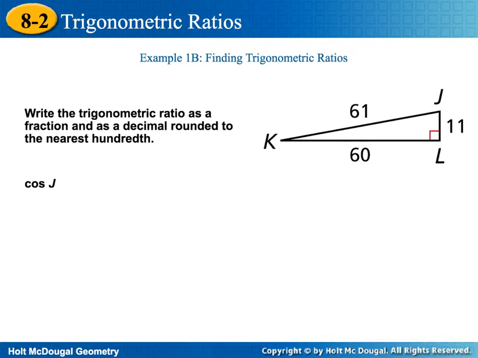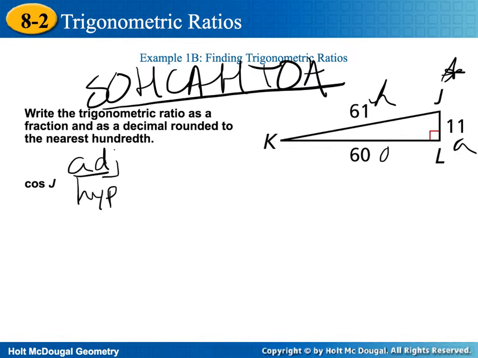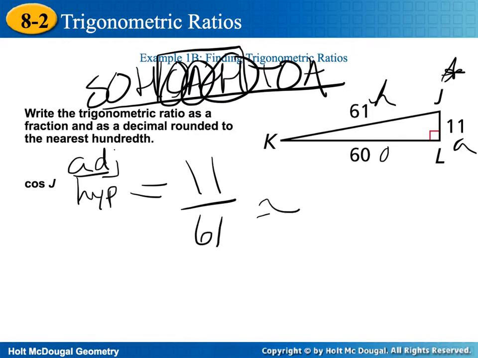All right, now we're going to do cosine. Cosine of J. Again, write down your SOHCAHTOA so you remember the order. Still at J, so this is still opposite, adjacent, hypotenuse. So cosine of J equals adjacent over hypotenuse. That's what SOHCAHTOA tells us. Cosine is adjacent over hypotenuse. So I just put in what my adjacent is. I got 11 and then 61. This is a decimal that rounds to 0.18.